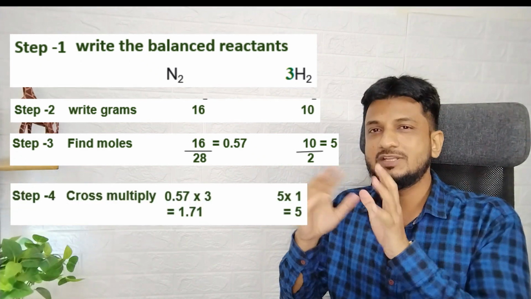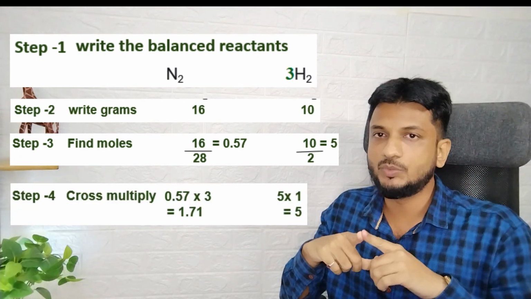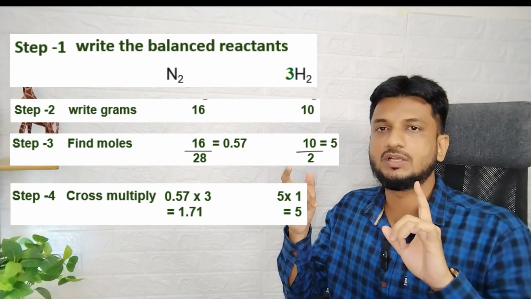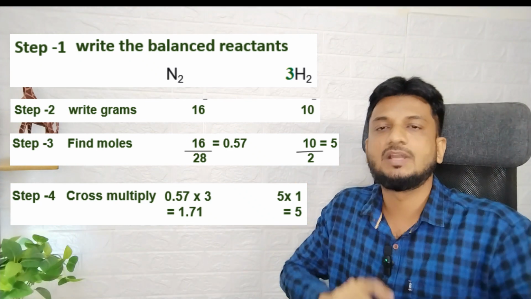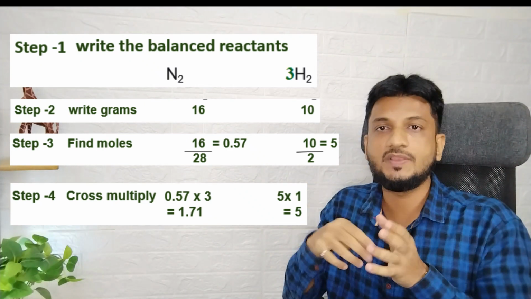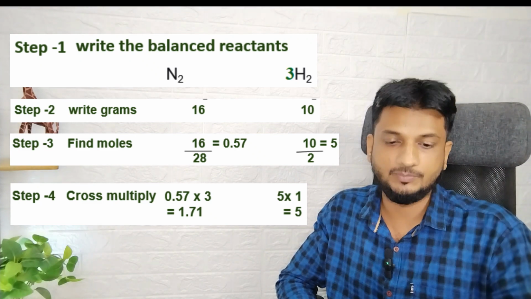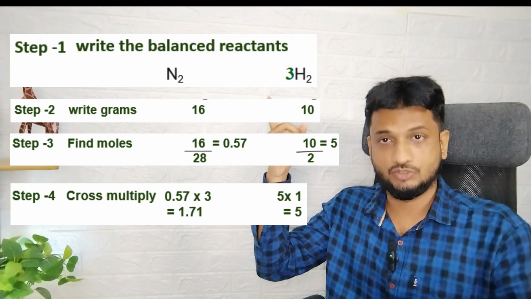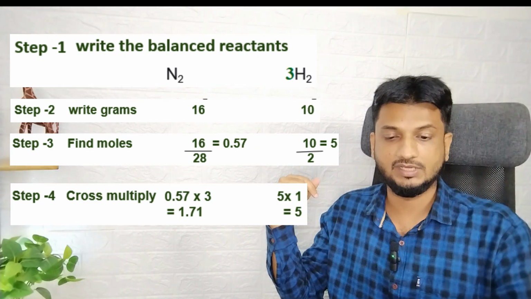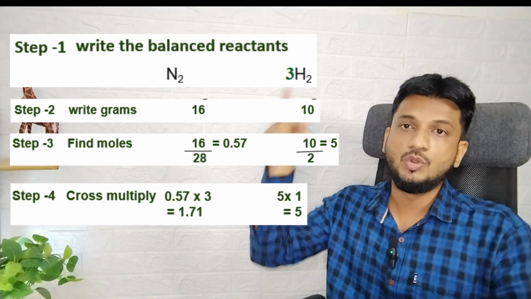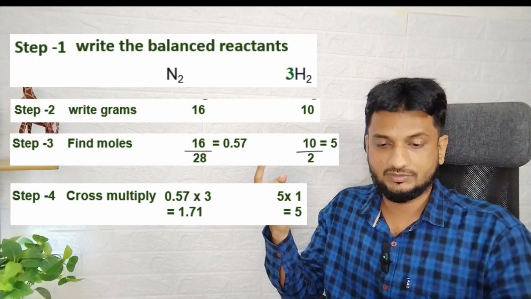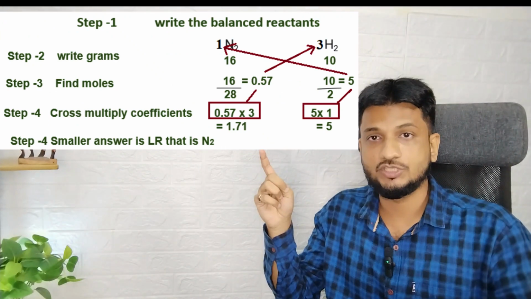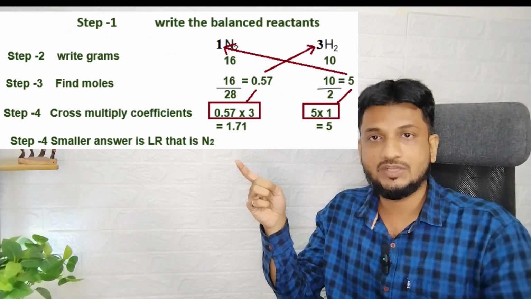Step 4, now very simple. Now I'm going to make your life very simple with it because some of you are not very good in ratios. So a quick tip for this is cross multiply your moles with the balancing in the reaction. So for example, 0.57 for nitrogen will multiply with 3 of hydrogen because that's the balancing of hydrogen there, and 5 of hydrogen will multiply with 1 of nitrogen. So when we do that, we get 1.71 for nitrogen and 5 for hydrogen.